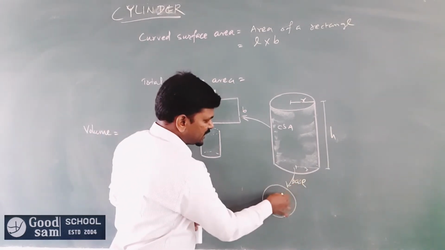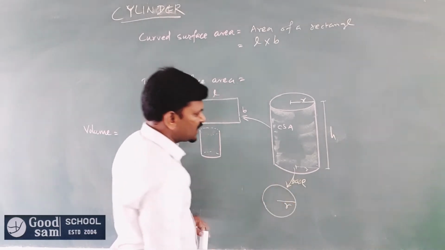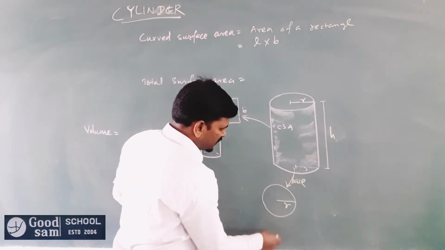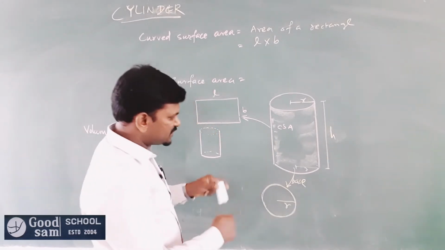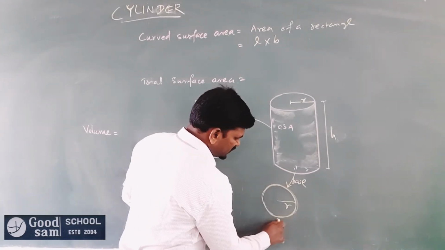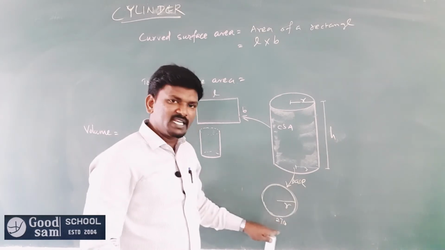This base will look like a circle. This is base radius r. So what will be the circumference of the base? The base circumference is 2πr, because it is a circle. The circumference of a circle is 2πr.